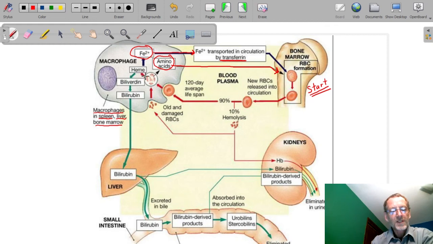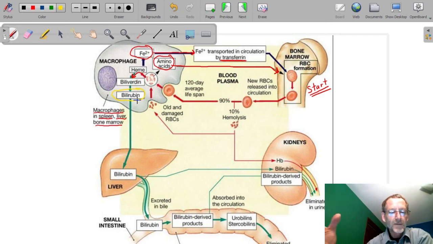The non-protein part of the heme, that ring, takes this path. It gets converted into several intermediates, one of which is biliverdin, which we won't worry about, but then we will follow bilirubin. And bilirubin is an important molecule that we will be following in just a moment. So let's follow the bilirubin.